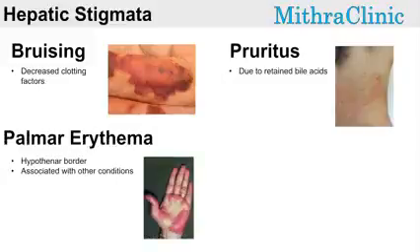Another stigmata of liver disease is palmar erythema. Palmar erythema is simply a reddening of the palms of someone's hands, and it typically affects the hypothenar border, the area opposite to the thumb. In this picture, you see a large reddening in the hypothenar area. Palmar erythema is not only associated with liver disease, it is also associated with other conditions, and one of them is rheumatoid arthritis.